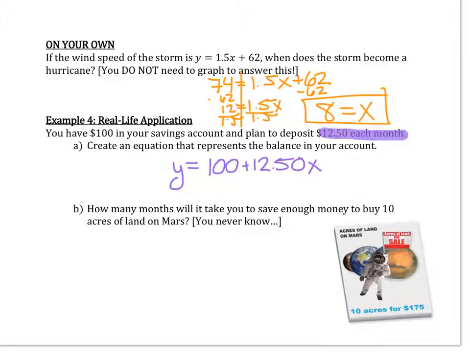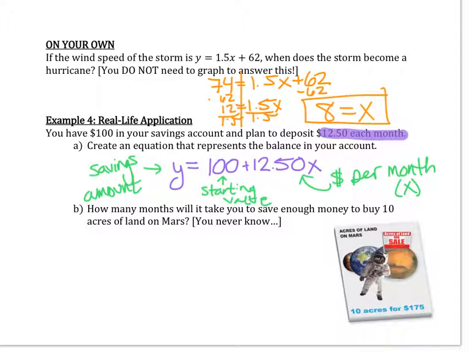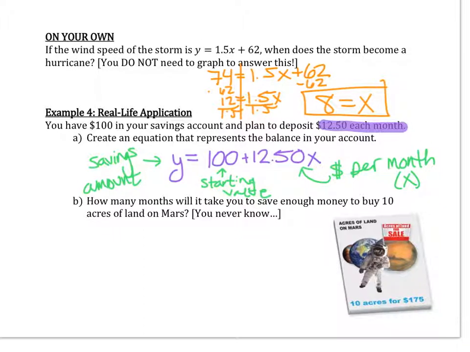To sum this up, my y is the amount in my savings account. The 100 is my starting value, so what I first put into my account, and the $12.50 is the amount that I deposited each month, which is being represented with my x. One last question to top it off: after how many months will it take you to save enough money to buy 10 acres of land on Mars? This came from the book, so don't question it.